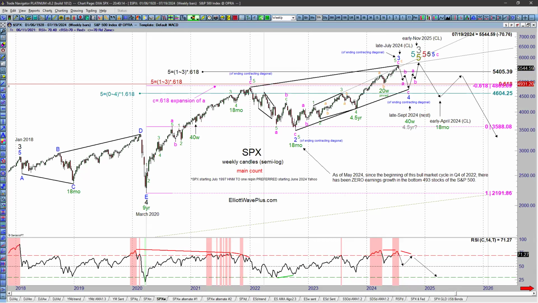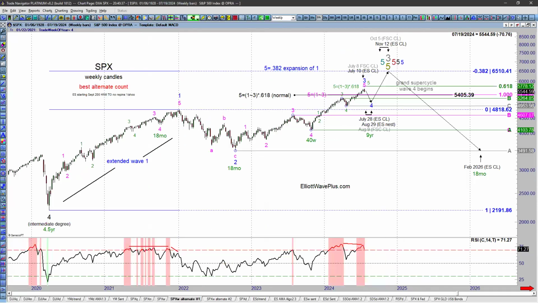So I think that we have just recently embarked on an ABC to the downside, and it needs the S&P to move below the January 2021 high, and we need that overlap in order for this wave count to be correct. Well, what if it moves down into this 40-week cycle trough, but it doesn't overlap? Well, then that's where this new alternate that I'm first showing to the general public would come into play.